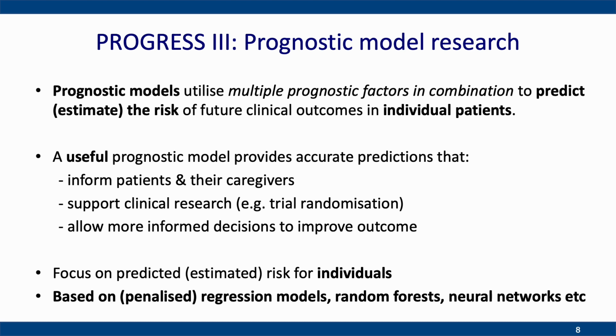They are produced by statistical models like penalized regression models, such as logistic regression, Cox regression, or variants of those like the lasso, elastic net. But increasingly, people are interested in machine learning methods like random forests and neural networks, a bit more black box in terms of how they get to the predictions.